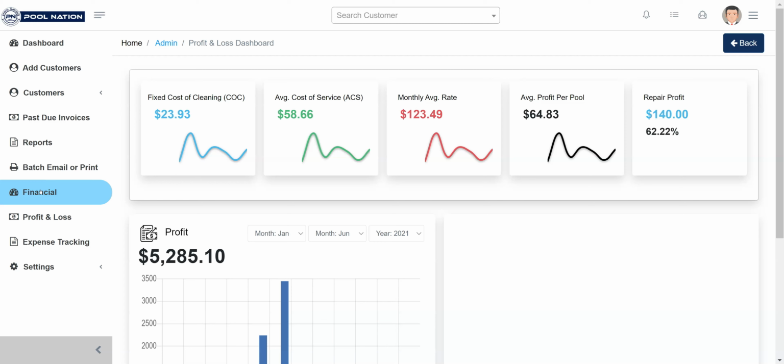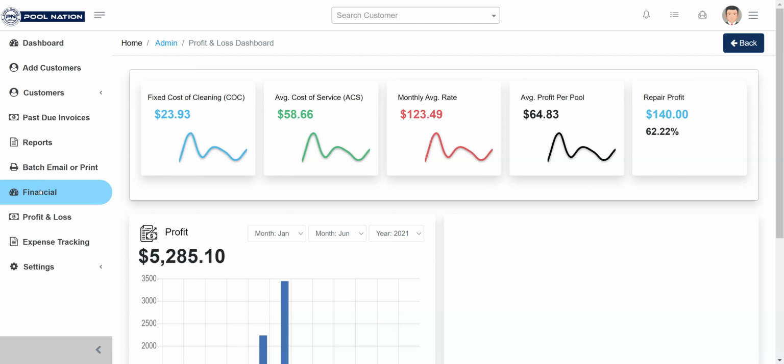So the first one is the fixed cost of cleaning. And the fixed cost of cleaning are all those expenses that have to do with servicing a pool, but that are fixed expenses. Before you even get to that pool and put that net into that water, what are some of those fixed expenses? So an example here is going to be your truck payments, your insurance, your telephone, anything that has a fixed cost that's not going to change on a monthly basis.